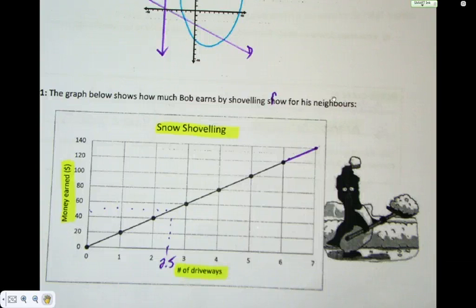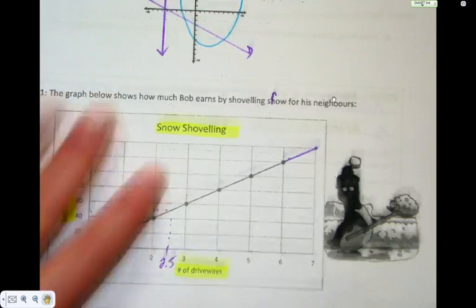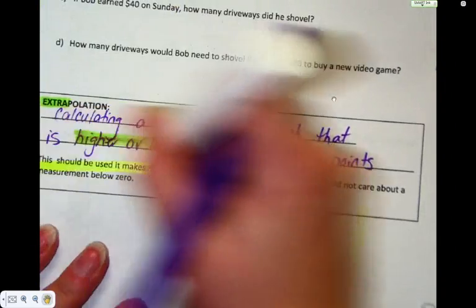Inter means inside, in between. Extra means outside. Again, we're going to highlight the note. This should be used when it makes sense.